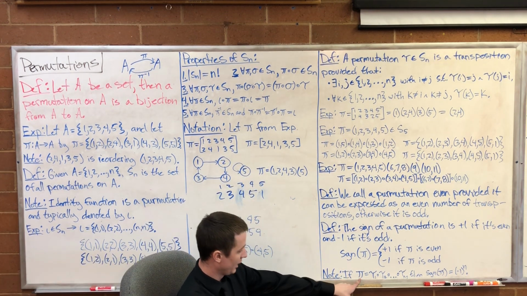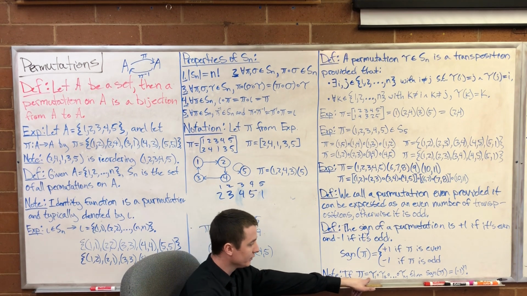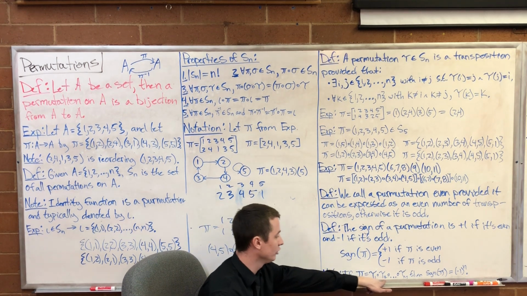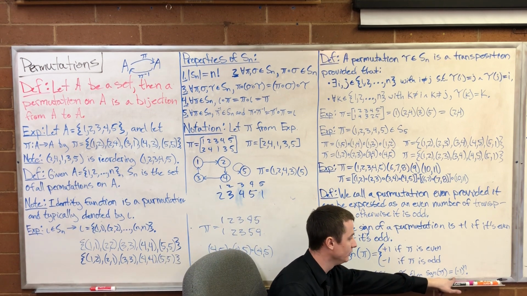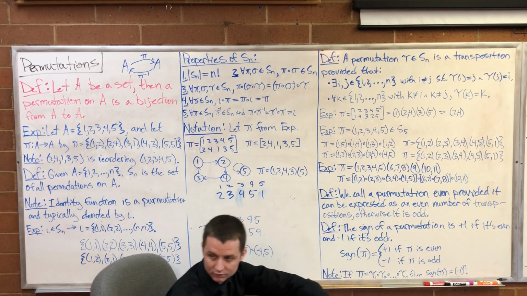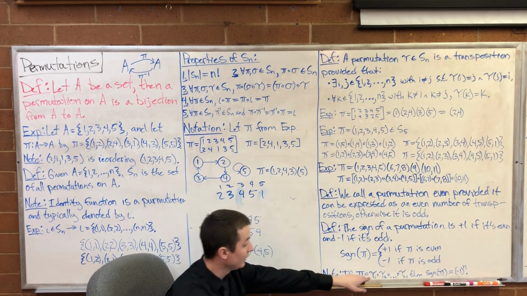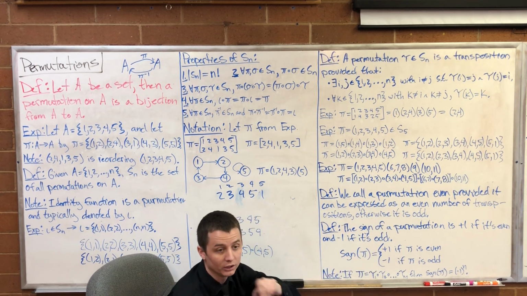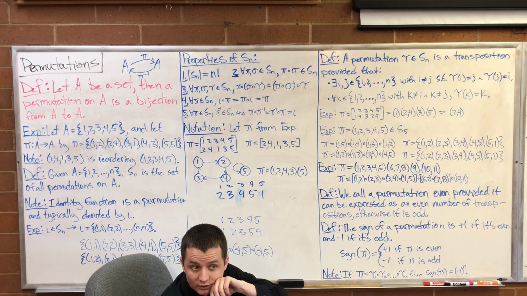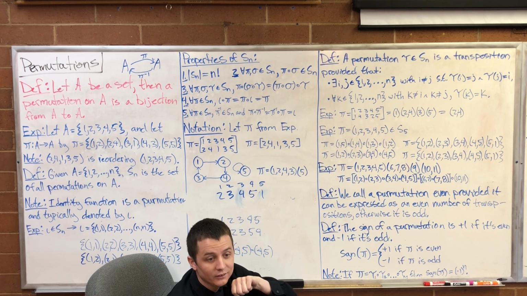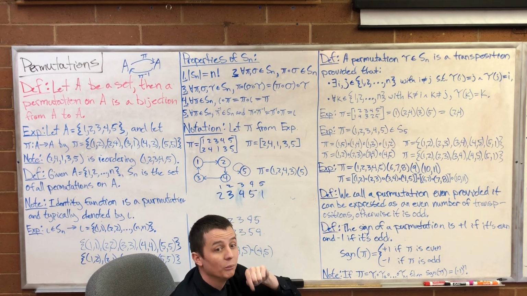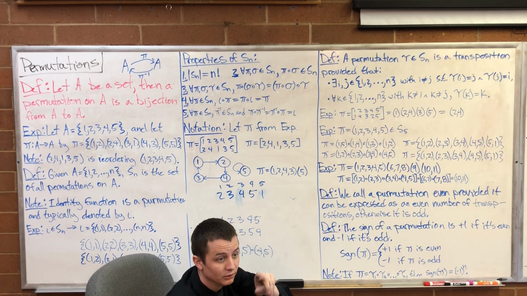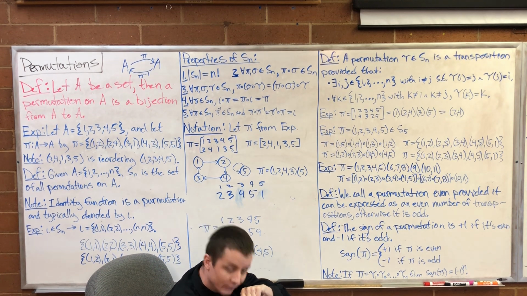But note now, if pi is equal to the composition of n transpositions, then the sign of pi is equal to -1 to the n. Note that if n is even, what's -1 to the n? Positive, +1. If n is odd, what's -1 to the n? -1.